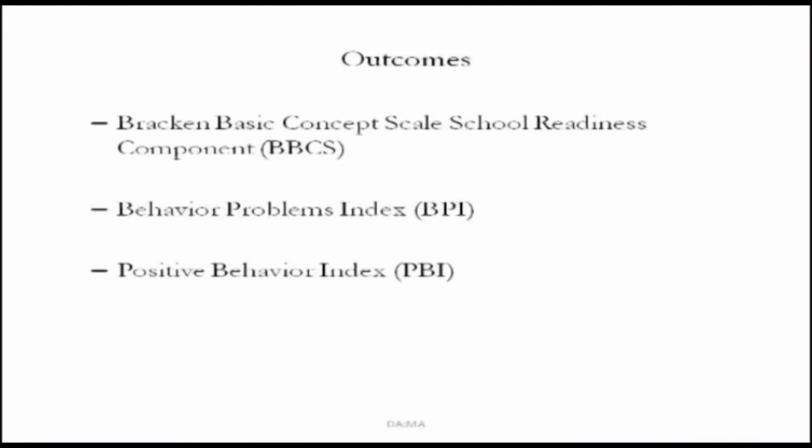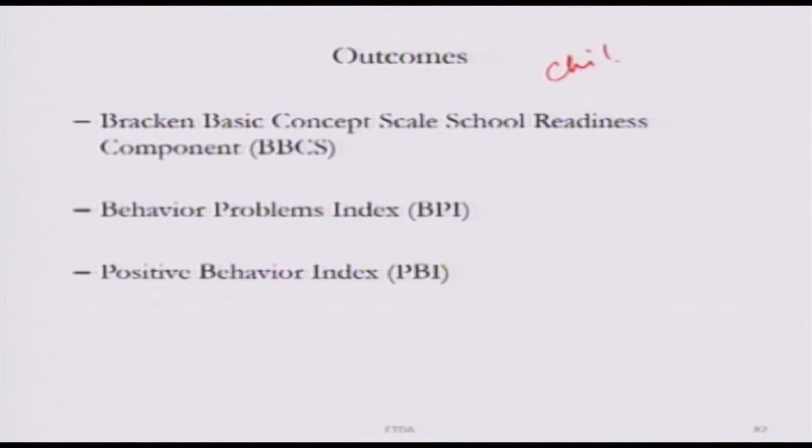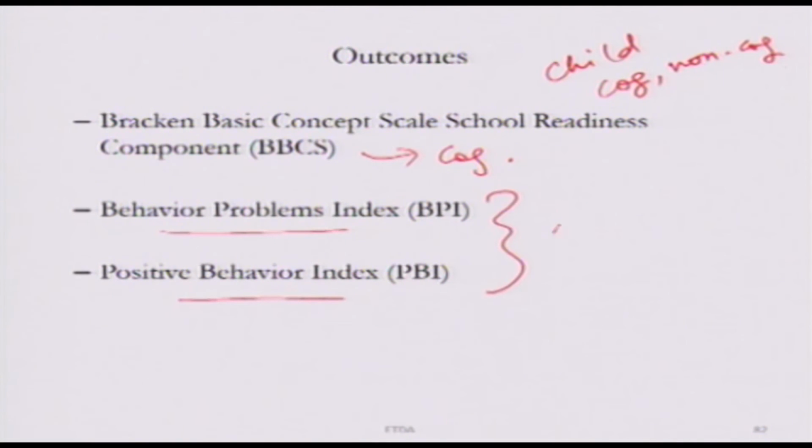So what the author uses as outcome variables are, remember, child welfare, cognitive and non-cognitive skills. And what they use as a cognitive skill is the Bracken Basic Concept Scale school readiness component. So this is the cognitive outcome, and the non-cognitive outcomes are the Behavioral Problems Index and the Positive Behavior Index. So the idea is whether the program influenced any of these three measures.